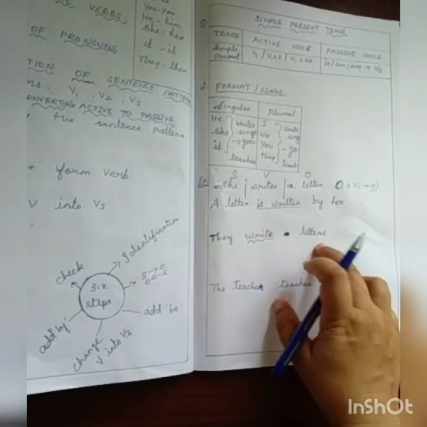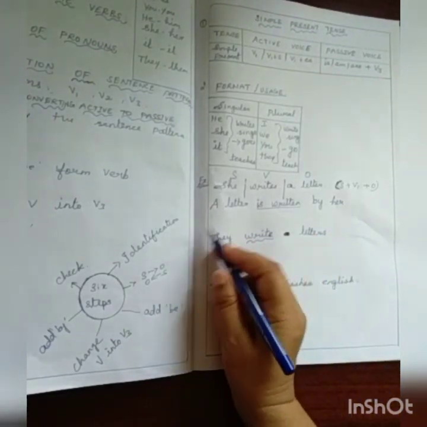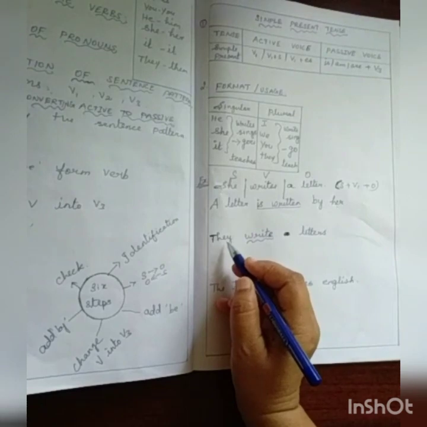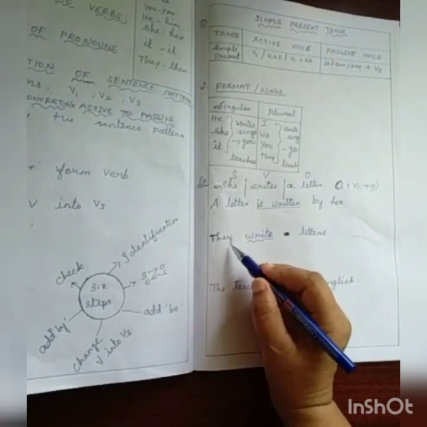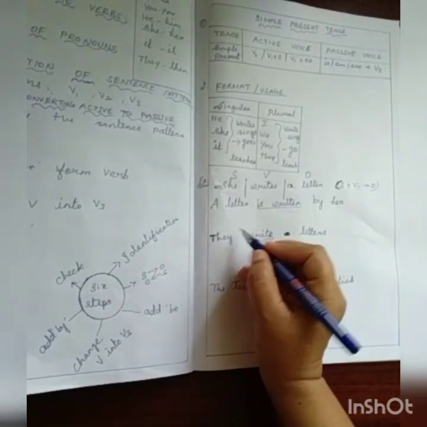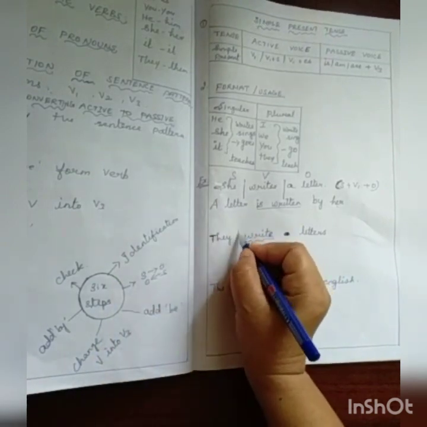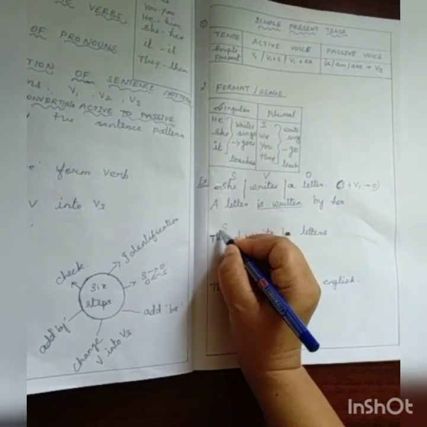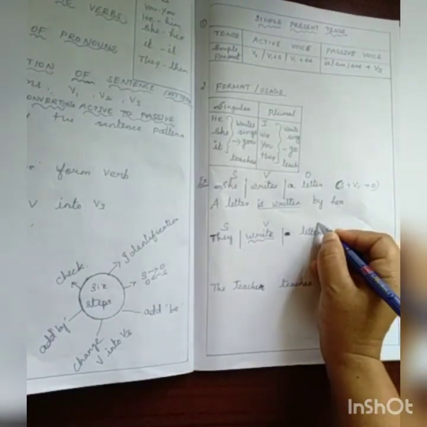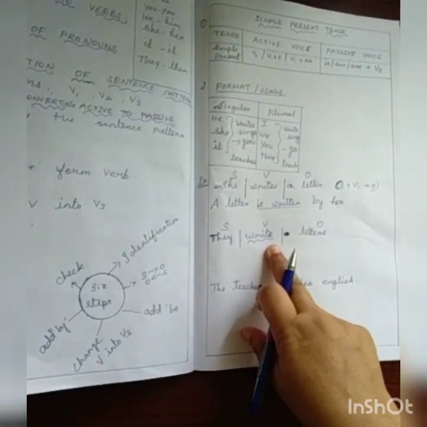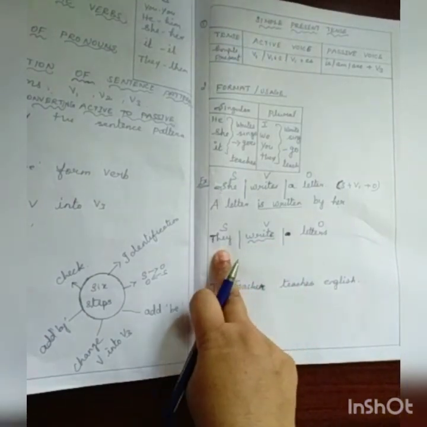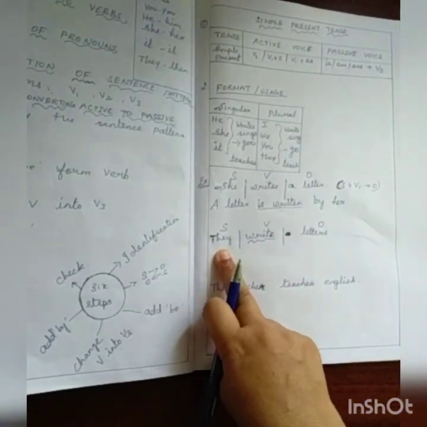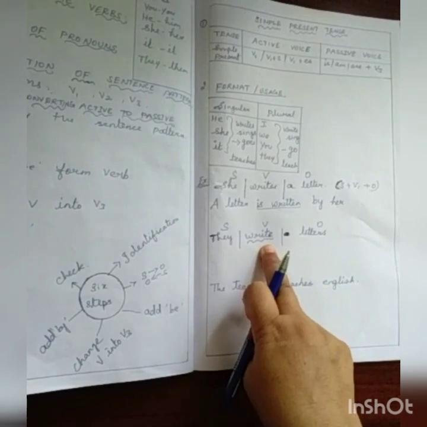The second one: They write letters. Here, they is plural, right? So, they write letters. First step is identify. They is the subject, then verb, and letters is the object. Why here simply write? Because the subject is plural, so the verb will stay like this only.